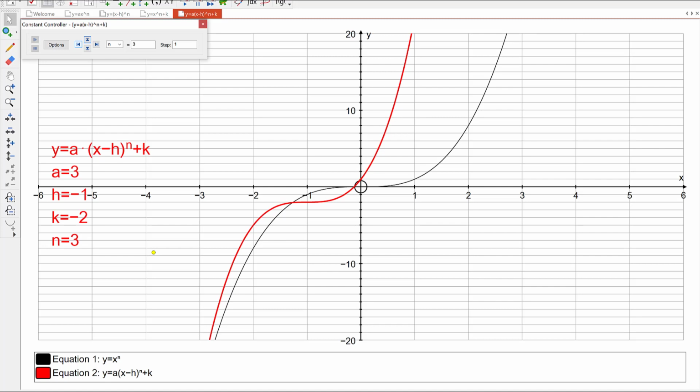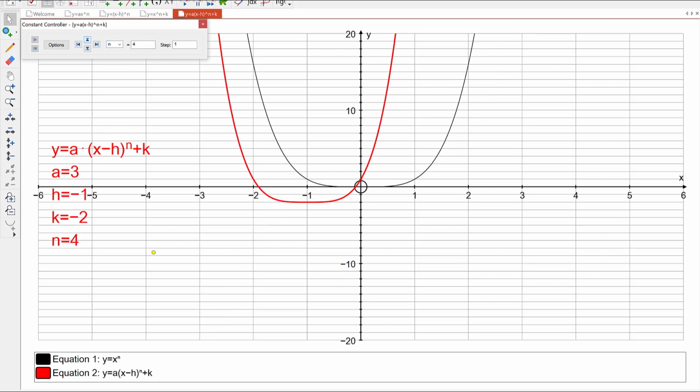If we were to then change the power, the degree, to degree 4, it is now a quartic shape with the same transformations applied. Dilated by a factor of 3 from the x-axis, so it's taller and thinner. Translated to the left by 1 and down by 2. And so we've got those same things happening. So if we can understand the transformations for the quadratic, we can understand them for these basic cubic and quartic shapes. Okay, we're just starting with a different shape.